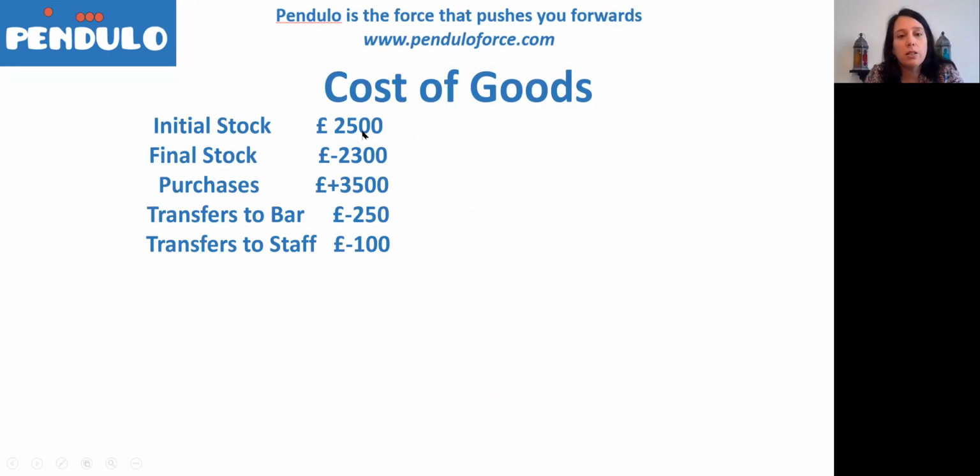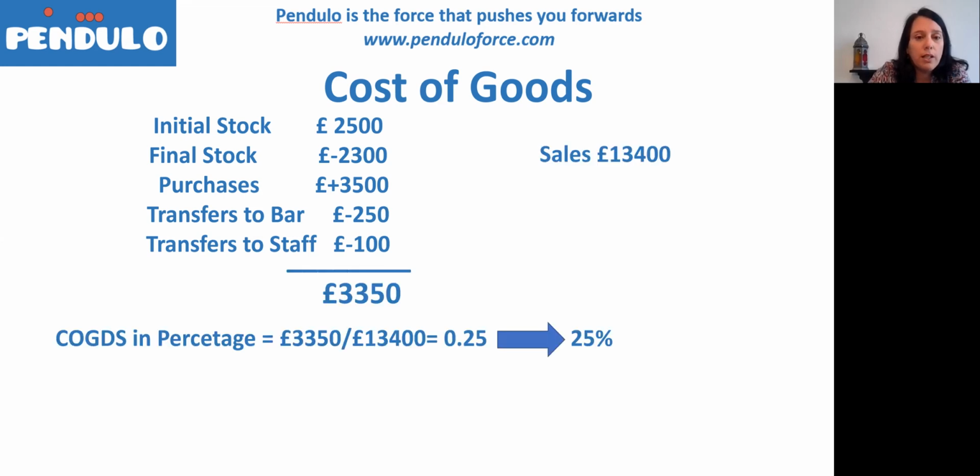So imagine you have an initial stock of 2,500, final stock of 2,300. Your purchases are 3,500. Your transfers to the bar, maybe imagine that you are part of the kitchen and you buy limes, and then they use those limes in the bar. So you transfer that cost to the bar. Transfers to staff, that usually is staff food. That is, for example, 100. So the total will be 3,350.